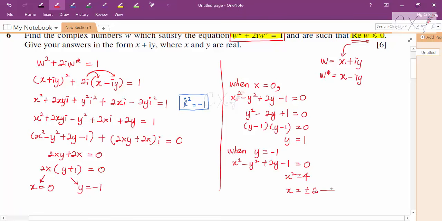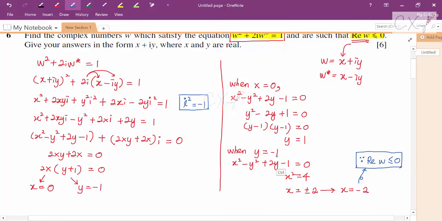From here, we have to make a decision. We only accept the value where x equals -2, and we will ignore x equals +2. Why? Because in the question, they request that the real part of w should be smaller than or equal to 0. The real part of w means the x. Smaller than or equal to 0 means that they only want to consider the negative value. So we ignore the positive value, x equals 2.